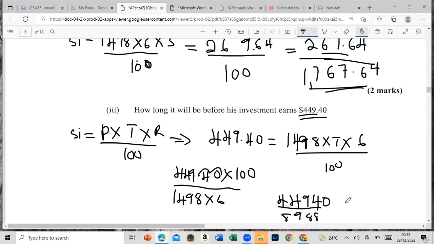All right, so now we're going to divide, and that will be our answer. I'm checking my calculator. 44940 divided by 8988. So it takes exactly 5 years to yield that amount. Please ensure that you punch it in your calculator too, guys. All right, let's move on to the next one.